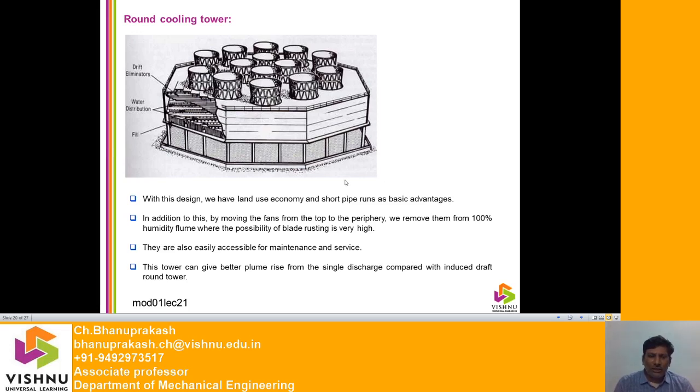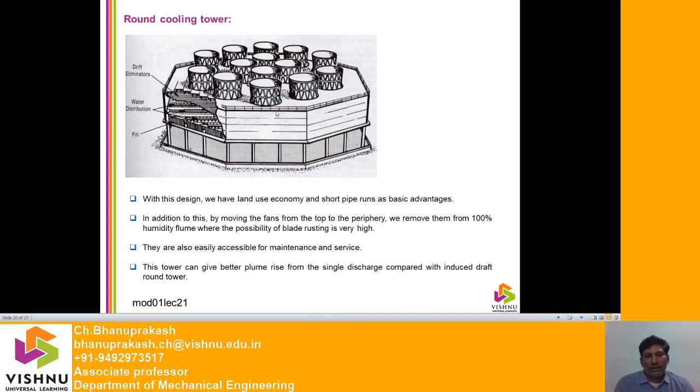In addition to this, by moving the fans, generally this is the location, there are a number of fans. By moving the fans to the periphery, this is the periphery, we remove them from the 100% humidity plume, where the possibility of blade rusting is very high. So when the fans are moved here, the air will be blowing onto the parts, and we can remove the humidity present in the air. They are also easily accessible for maintenance and service. This is one more advantage of the round cooling tower.